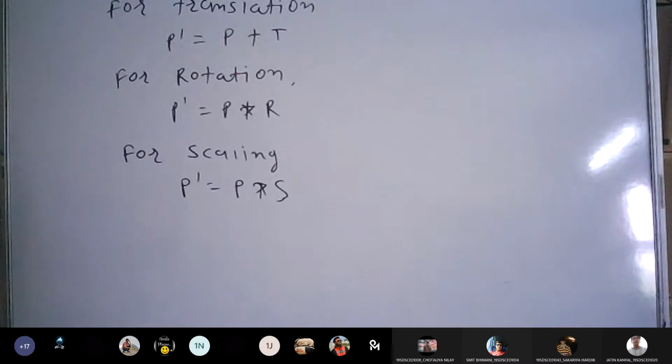Looking at all the equations, you can see they are more or less similar, but the only difference is that in translation, instead of multiplication we are getting addition. Yes or no? All the equations are more or less the same. P dash is P plus T, P dash is P into R, P dash is P into S. The only difference is that in the case of translation we are using the plus sign.